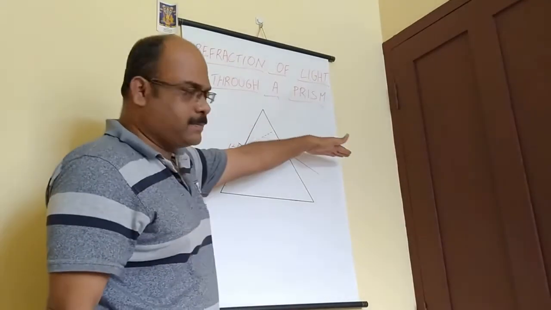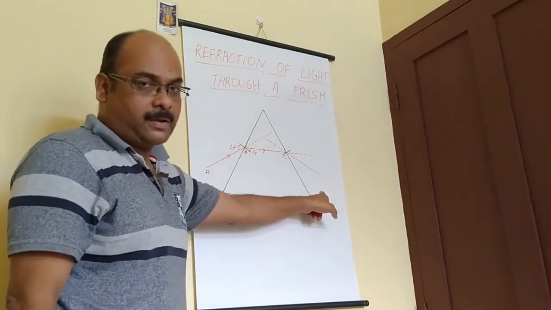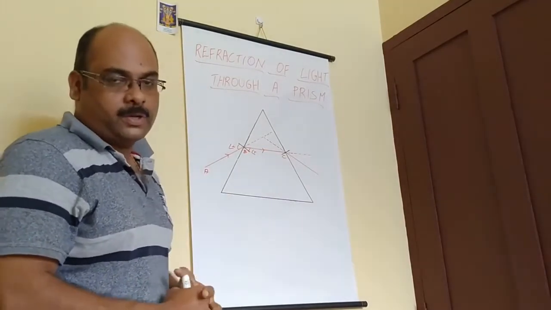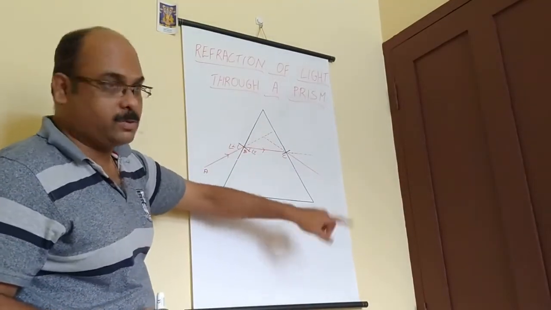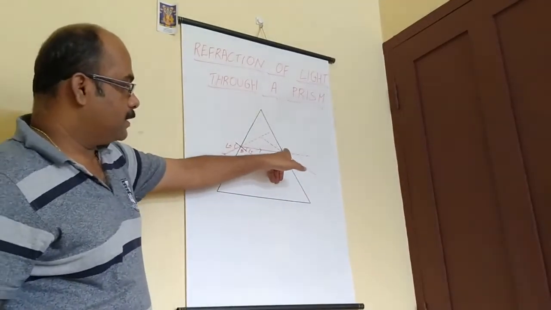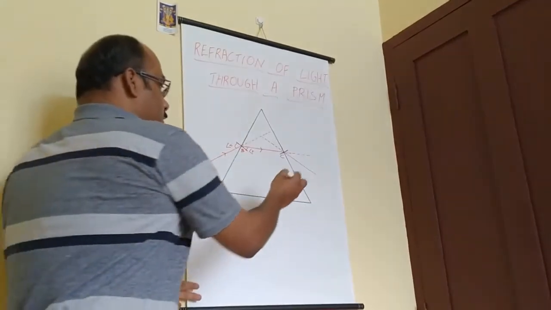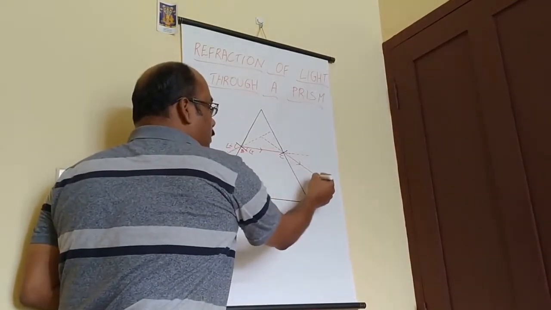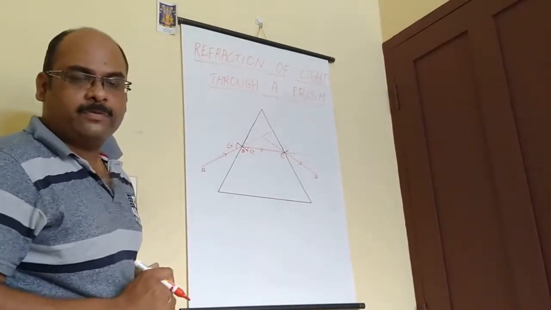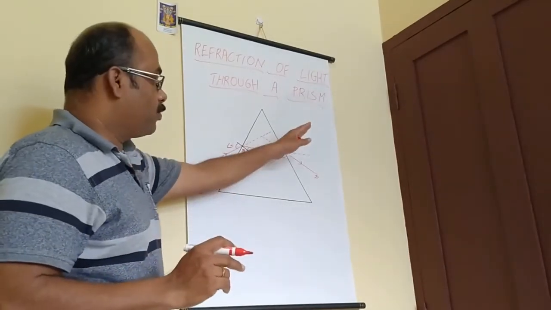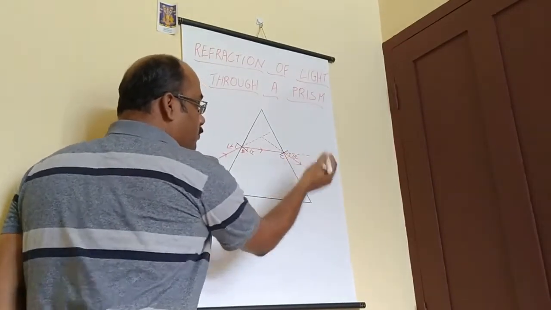Now it has to go straight, but this is glass, this is air, so this is denser and this is rarer medium. So when light passes from a denser to a rarer medium, it will bend away from the normal. So you have to draw the normal here. This is the normal, this black line. So it will bend away from the normal instead of going straight, and you can name it as CD, and that is the emergent ray. And what will be the angle of emergence? It is the angle between the normal and the emergent ray. That is this. This is the angle of emergence.